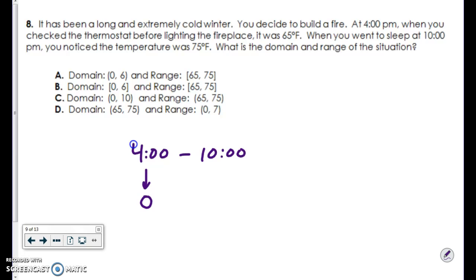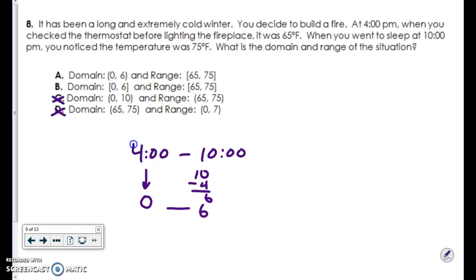And we go to 10. How many hours are we talking? Well, 10 minus 4 is 6, so that would go to 6. So the domain should be between 0 and 6. Now, if we look, we can get rid of option D and option C because the domains aren't correct.